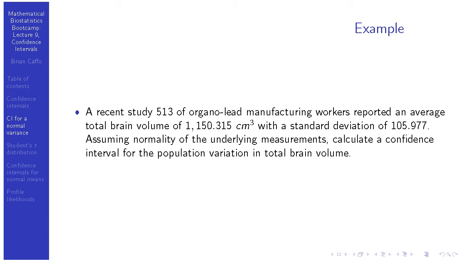In our organo-lead manufacturing workers example that we looked at before, there was an average total brain volume of 1,150 cubic centimeters with a standard deviation of 105.977. Let's assume normality of the underlying measurements, which is not the case, but let's do it. And let's calculate a confidence interval for the population variation in total brain volume.